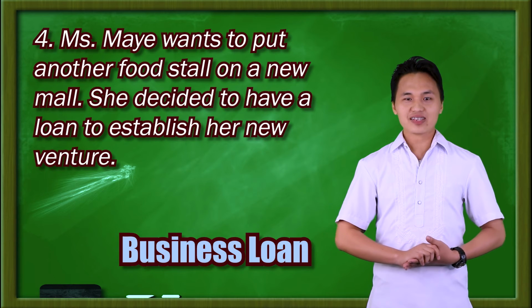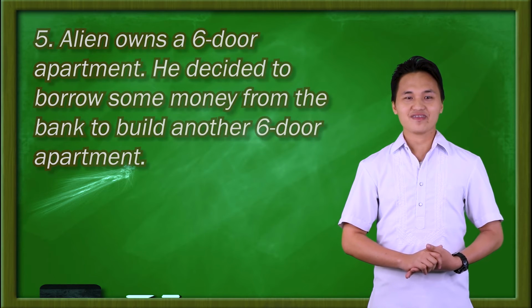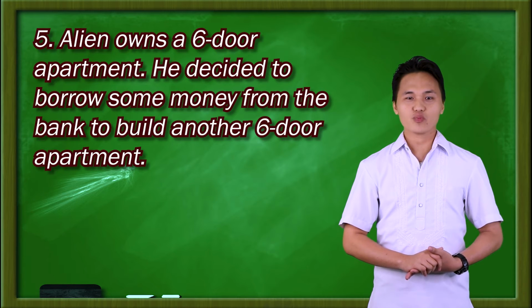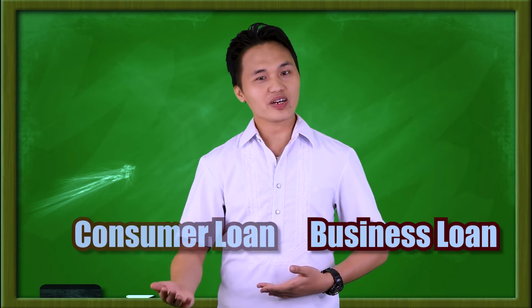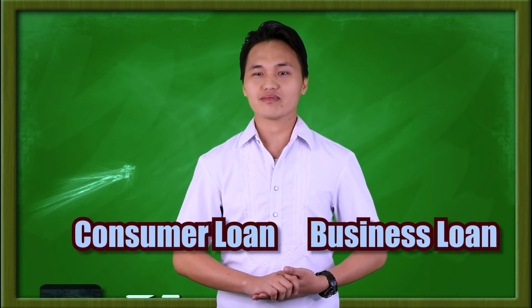It is a business loan. Number 5. Alien owns a 6-door apartment. He decided to borrow some money from the bank to build another 6-door apartment. It is a business loan. How was it? Were you able to identify which sentences are business loan or consumer loan? Can you now differentiate the business loan from the consumer loan?